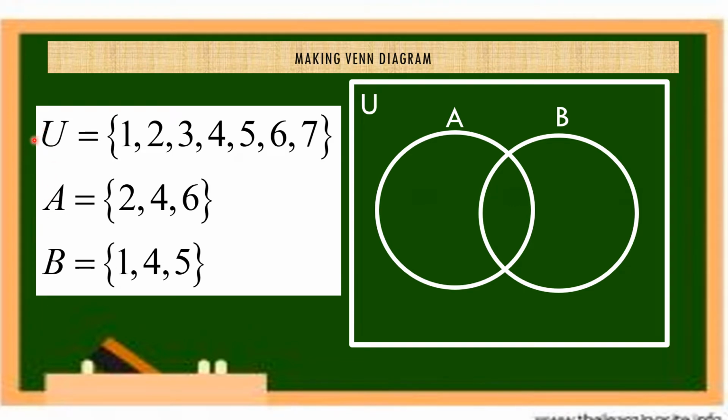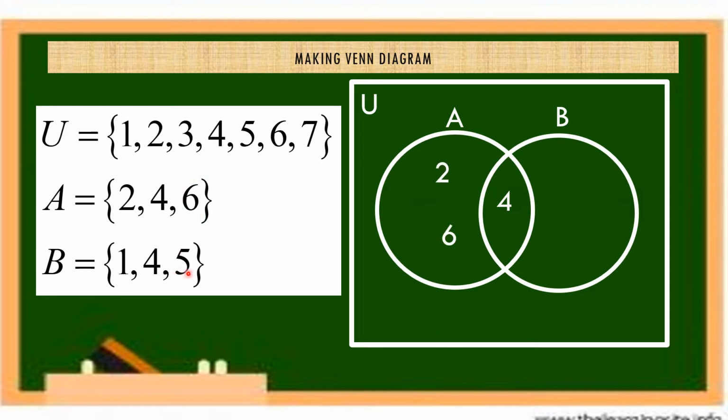We have the universal set. We have set A and set B. So the first thing that we need to do is to find the common element of both set A and set B. What is the common element? The common element is 4. We are in set A. We have already 4. What are the missing elements? The missing elements are 2 and 6.